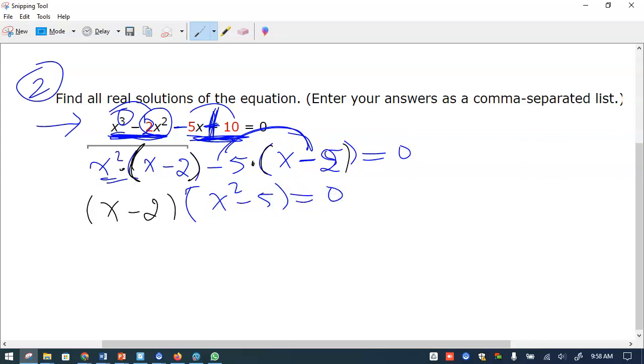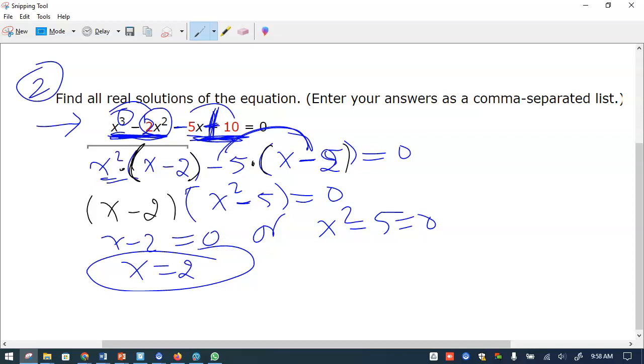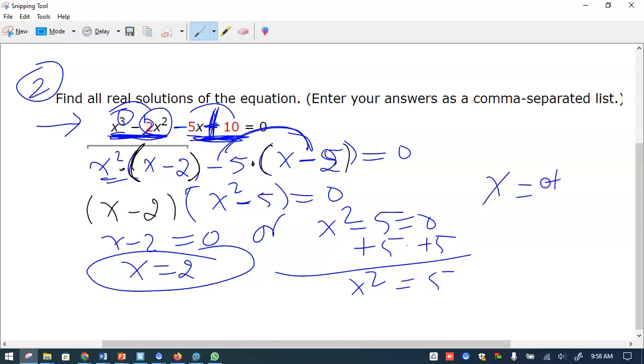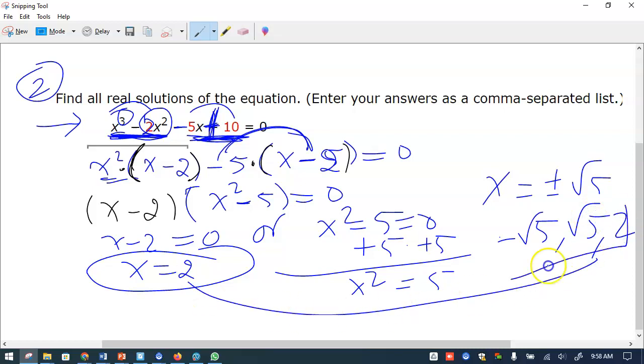So what does this basically mean? Either the first one is 0 or the second factor is 0. The first one, x equals 2. But here you'll have to add plus 5, and you get x squared equals 5, and x becomes plus or minus square root of 5. So the answers are square root of 5, negative square root of 5, and this 2 here. So these are the three answers you need to put in your homework.